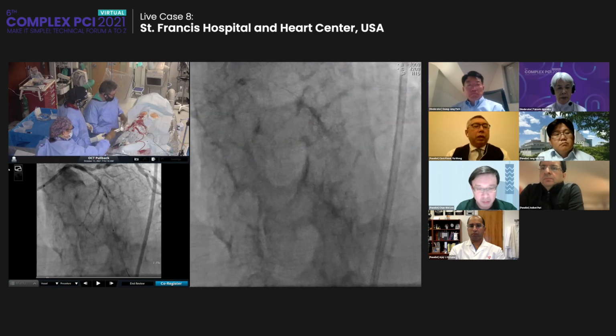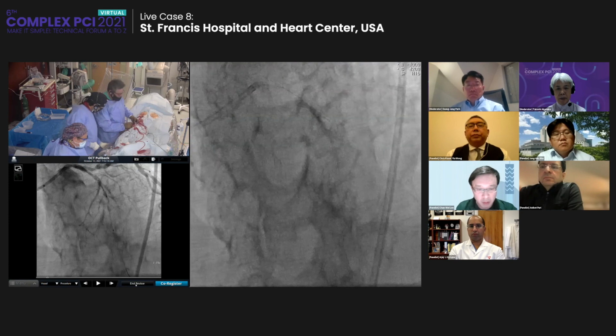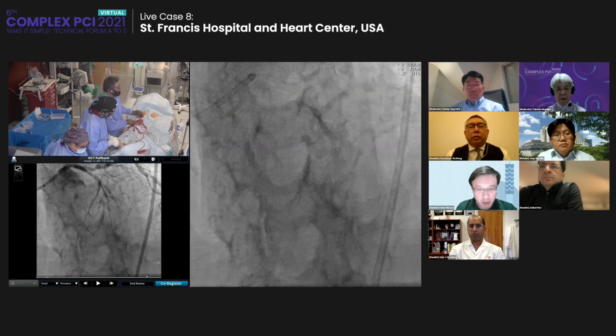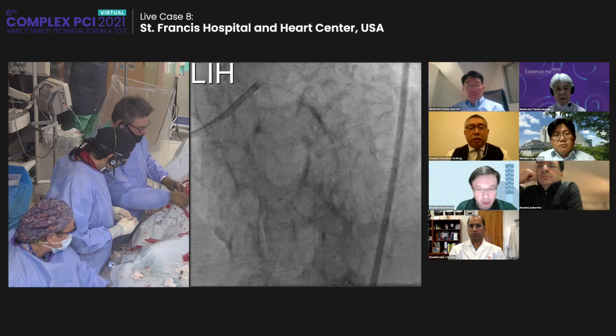The wire is any workhorse wire. We're using a wiggle wire here. I like the wiggle wire in these complex calcified lesions. It helps me get my OCT catheter across, and we love to see the OCT afterward. So that's what we're going to do for you now.